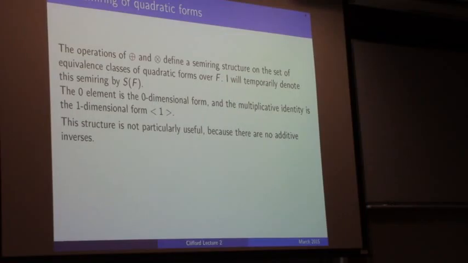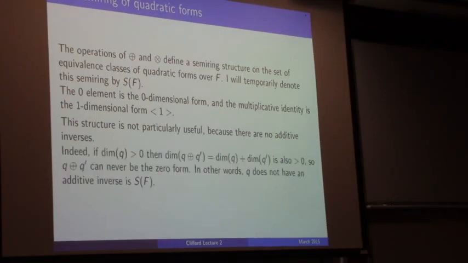The reason that my notation here is temporary, and I will not really use it again, is because this structure is not very useful. There's no additive inverse here. I guess this is obvious, but I'll say it anyway. There's no additive inverse because the dimensions add. So if I have a form Q of some positive dimension n, and I add another form to it, the dimension will only increase. So I will never get the zero form like this.